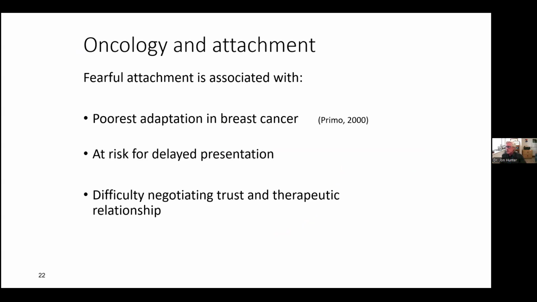And we have a little bit of data to support this. So when we look at oncology, cancer medicine, and attachment, we find that the fearful folks have the poorest adaptation to breast cancer. In the same way they're disorganized around their fear response and knowing what to do, they're kind of disorganized around taking care of themselves. And they're particularly at risk for delayed presentation because they don't trust that it's going to be okay to go to a doctor. They don't trust themselves in judging when it's necessary to seek help. And so they tend to show up later than they should have with whatever their cancer symptom is. And then they have trouble negotiating their relationship with the team.